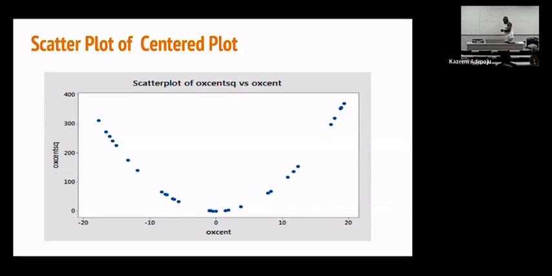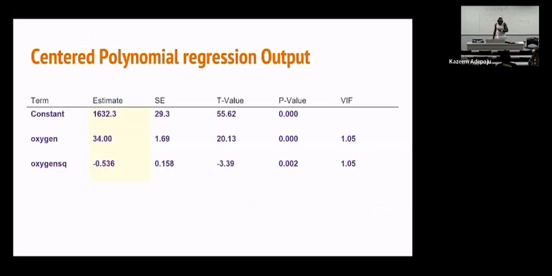Does that make sense? That's a centered one. By centering, it means I'm subtracting the mean of it from the respective variable. That means I'm standardizing. So when I do that, what is going to happen now? Let's look at the VIF after centering. What do you see? Look at the VIF.